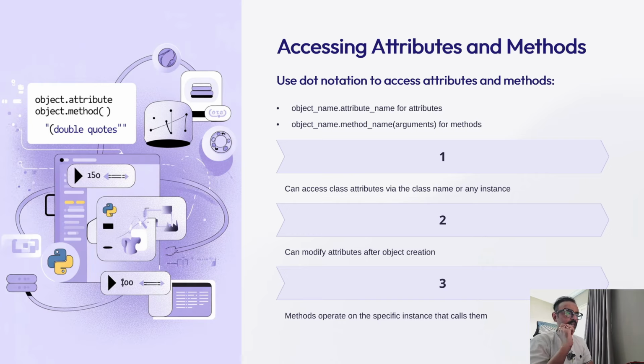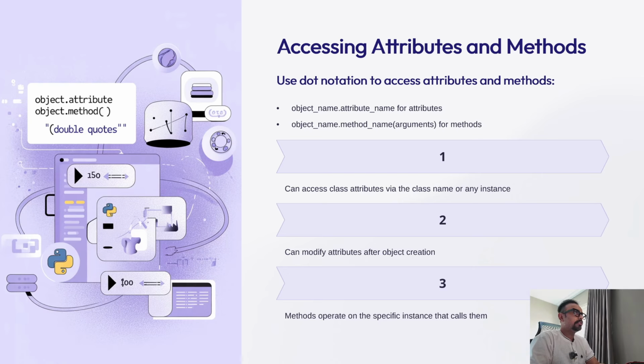So instance attributes and methods are accessed through specific instances. You can also modify attributes after an object is created, allowing the object to change its state over time. Methods operate on the specific instance that calls them, which is why an instance method takes self as its first parameter. The ability to bundle data with operations that work on that data is a key advantage of OOP, making the code more intuitive and reducing the chances of error.